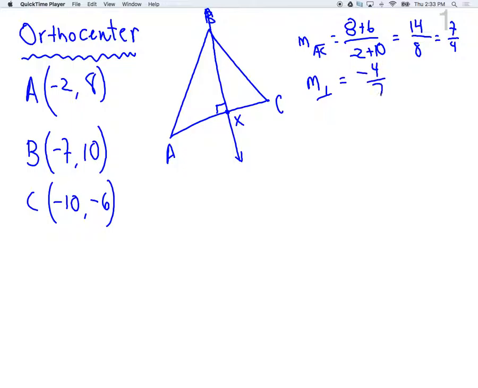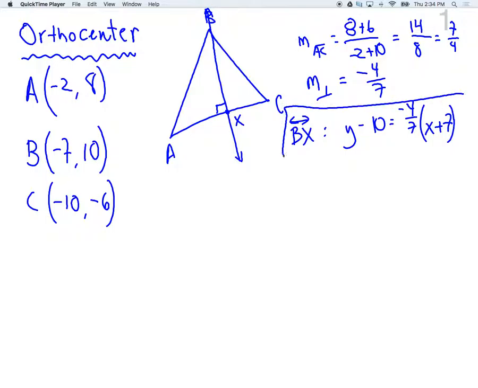-4/7. Beautiful. There are 2 things I need for the equation of a line, Sarah. What are they? Slope and a point. Do I have both? Yes. So what is the equation of the line BX? So BX is given by Y minus 10 is equal to -4/7 times the quantity x plus 7. Hot diggity. That's important. So I'm going to put a rectangle around it because I'm going to need it later. Well done, Sarah. Let's give it up.